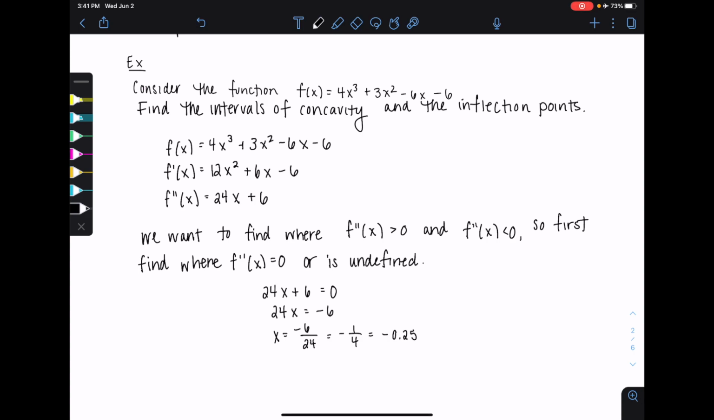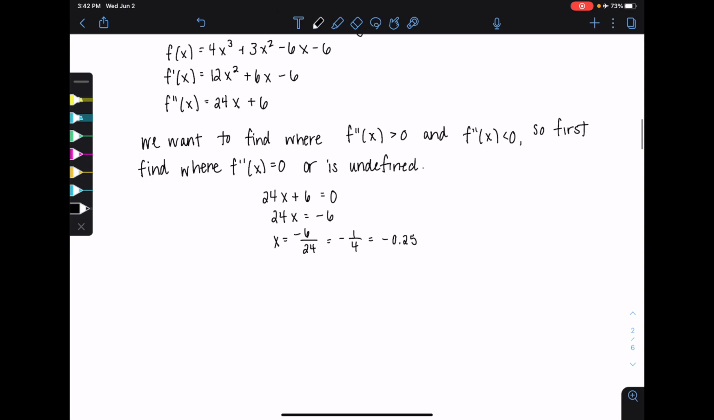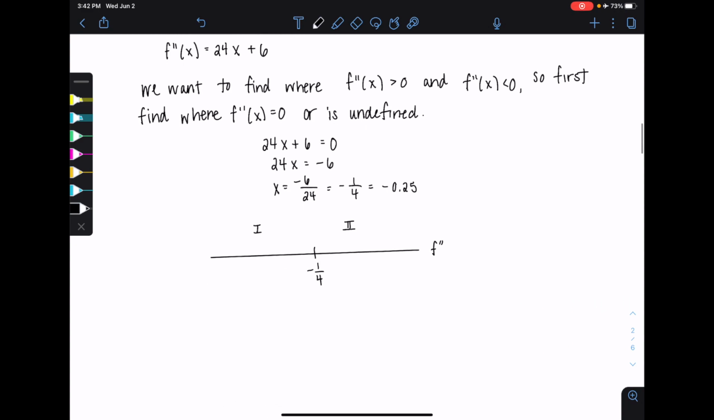Okay. But now we do the same exact thing. We get that number line. We really only have this one important number, and we're testing things about the second derivative. So I have 2 intervals that I'm going to plug numbers into to see if it's concave up or concave down.